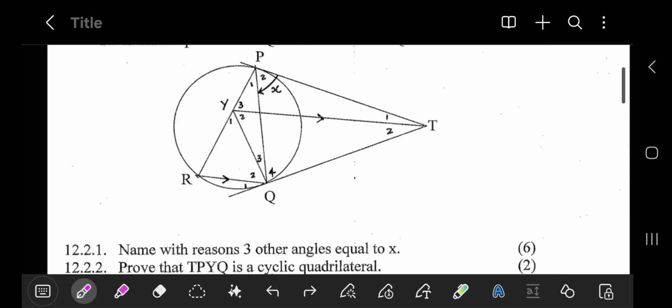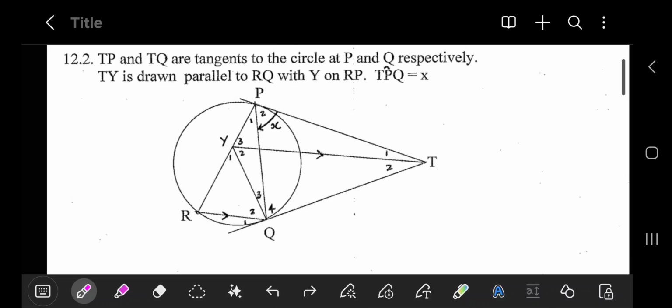And the first question says, name with reasons 3 other angles equal to X. So we need 3 other angles that are equal to X. Now the best way to start off with this is for you to notice that angle X lies between a tangent and between a chord. So immediately we are thinking of tan chord.